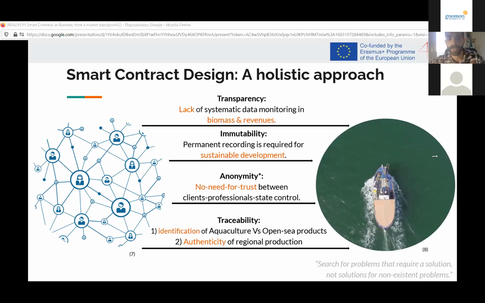But we need to remember that we don't have to find solutions for non-existent problems, which is a common sin in entrepreneurial behavior, especially in the field of novel technologies, such as smart contracts.